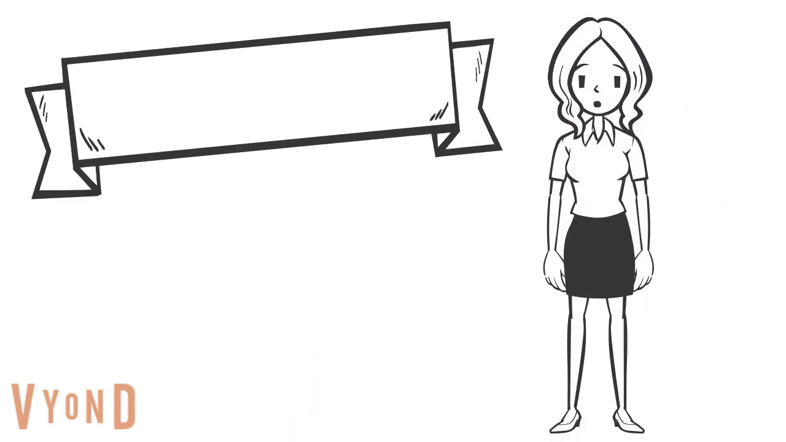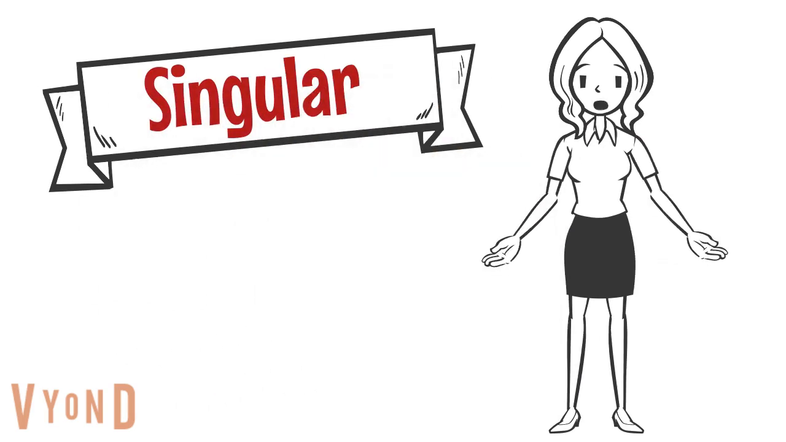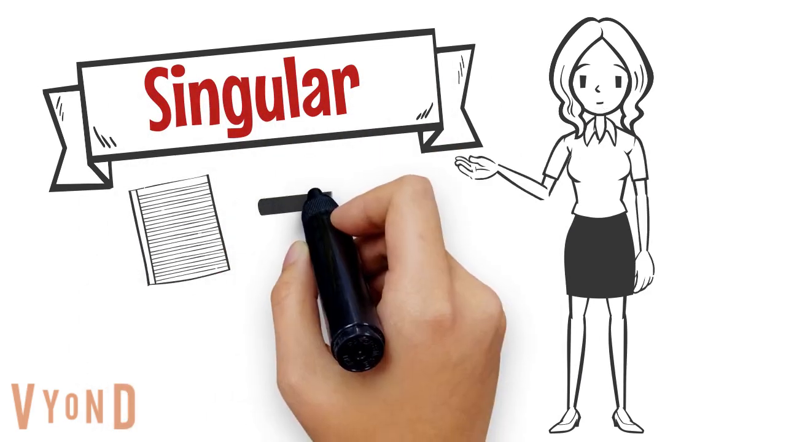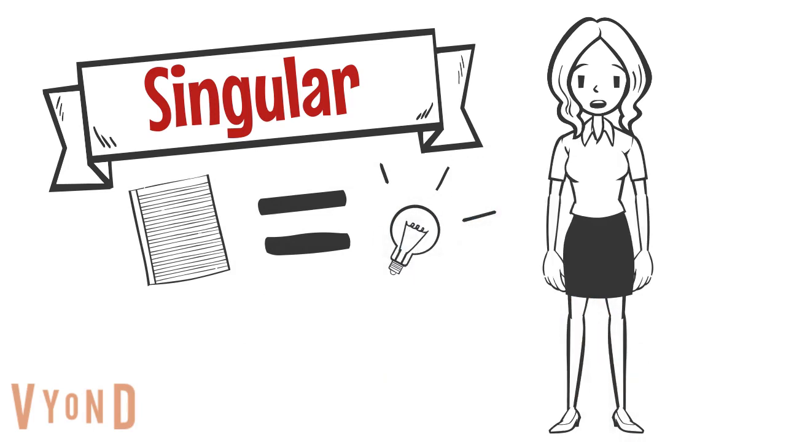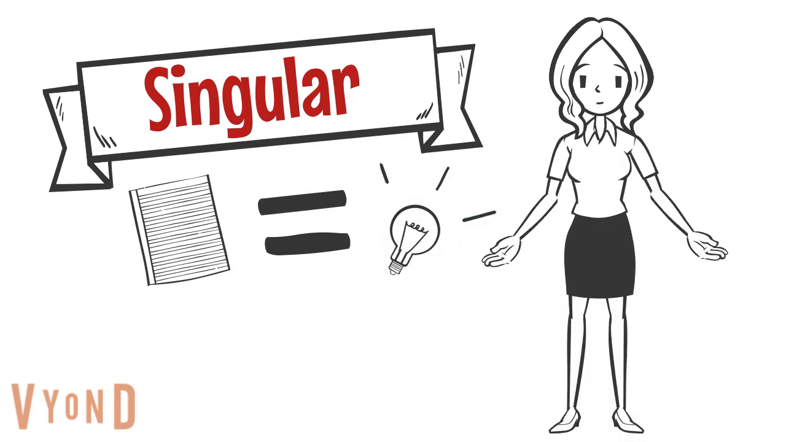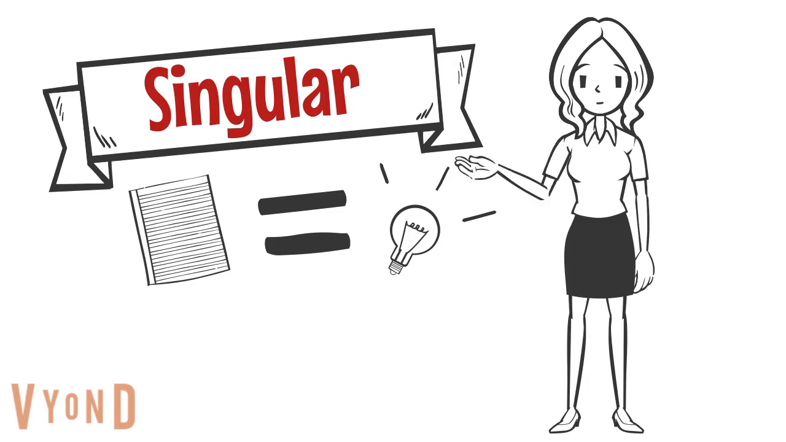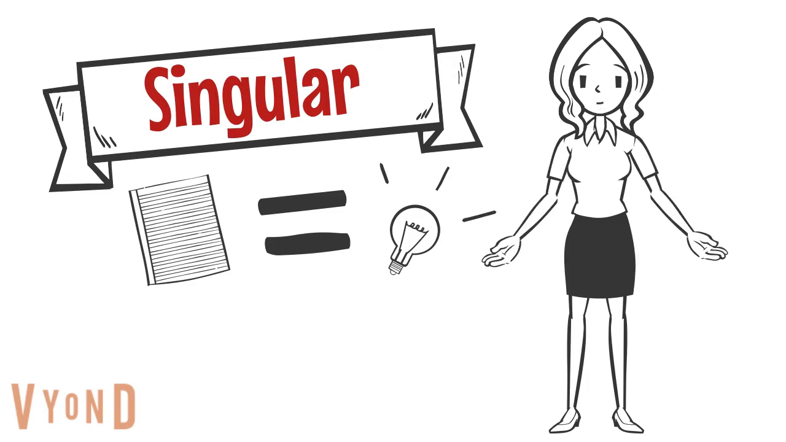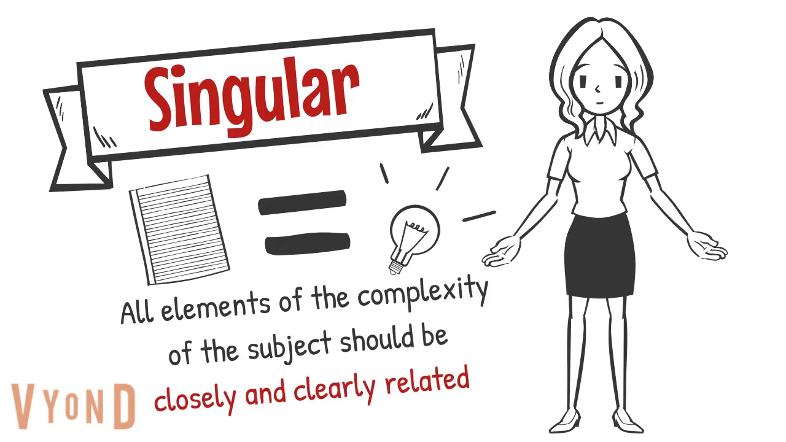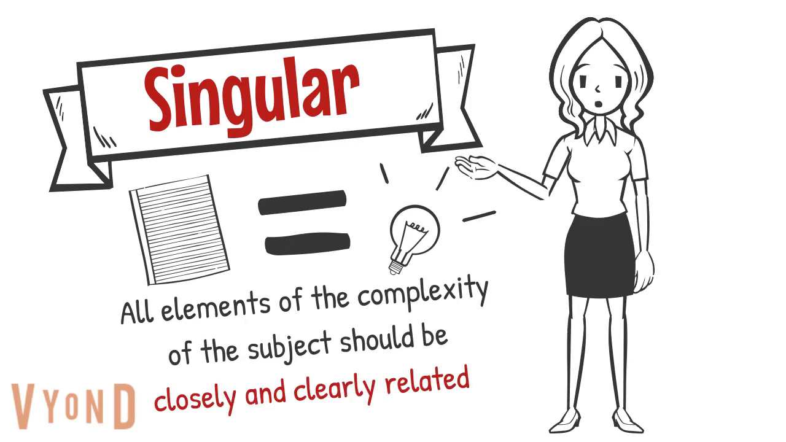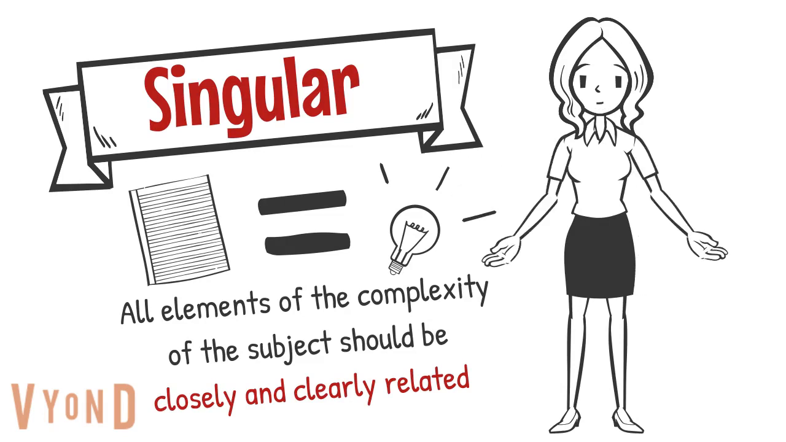Key number 2, singular. One paper equals one concept. The thesis statement should contain only one clear idea, keeping the paper focused. With more complex subjects, it is tempting to make the scope of the paper as large as possible. In that case, all the elements of the subject's complexity should be made closely and clearly related to one another.